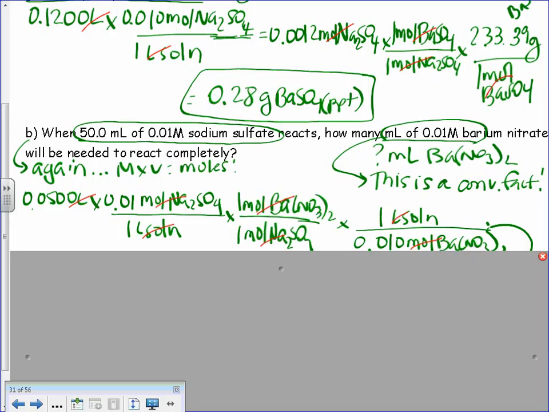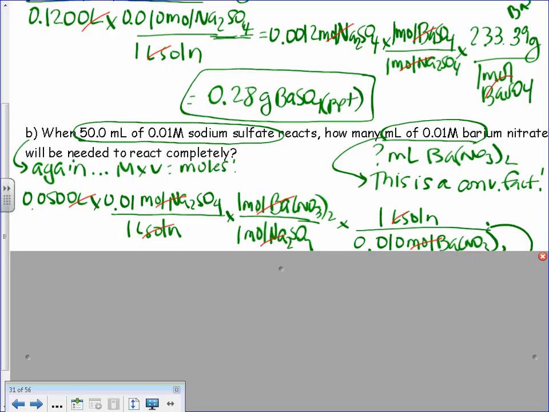It's just like saying density. Well, density itself isn't a unit. Density is grams per milliliter. So molarity itself is not a unit, really. It's actually a derived unit. It's moles per liter of solution. So those liters cancel. And then our question was, how many milliliters of the barium nitrate solution will be needed to react completely, right? So the question is just milliliters of that solution.